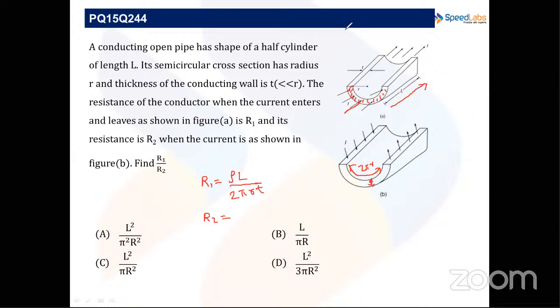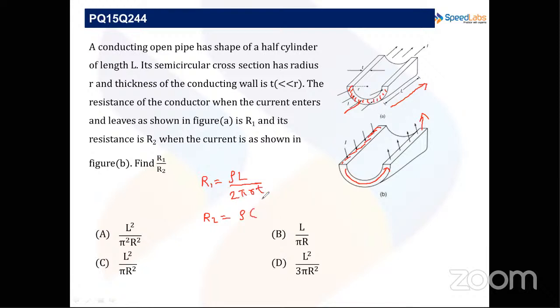In the next figure, let me clear some things. So in the next figure, current is entering from this cross section, and it is exiting from here. So current is traveling all the way like this. Now this time rho, length, the distance traveled by the current is pi r.